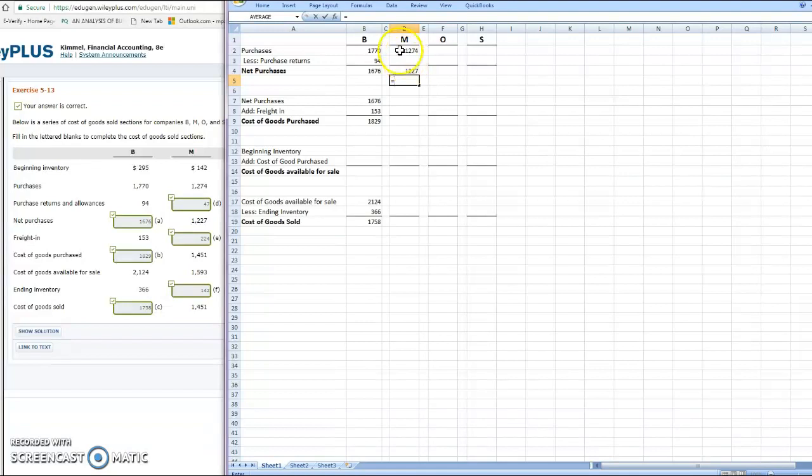So what we are going to do to figure out our purchase returns and allowances amount, I'll do this right here. We're going to take our purchases minus our net purchases, which is $47. That's the amount of our purchase returns. So we can plug that in there.